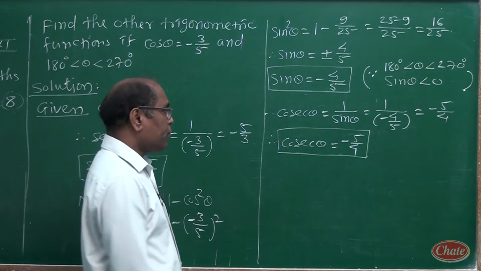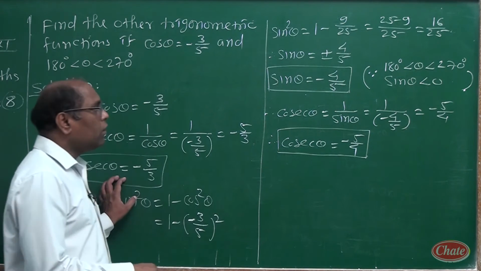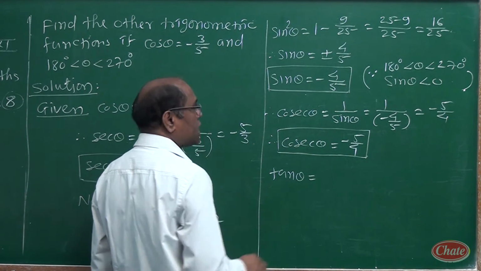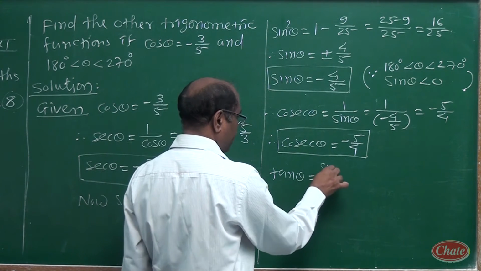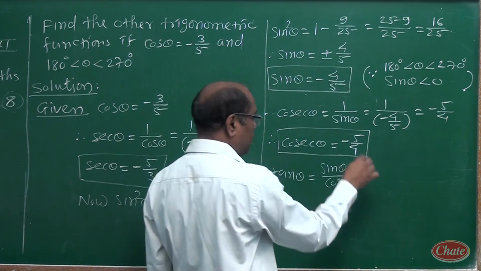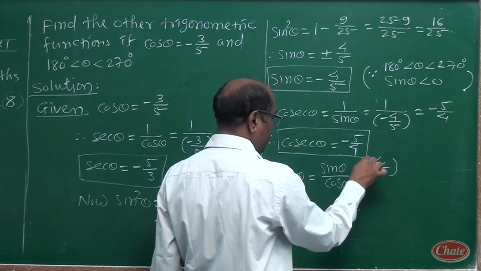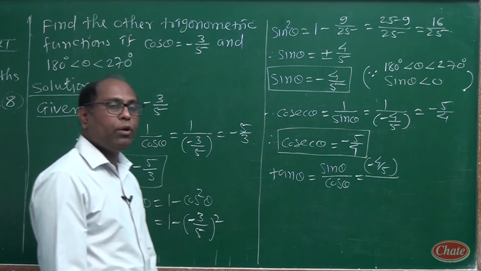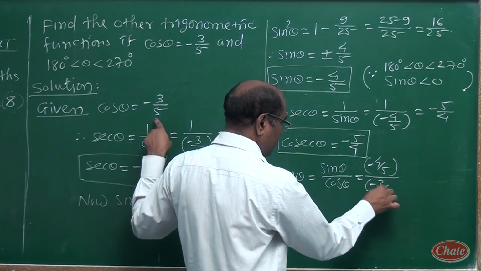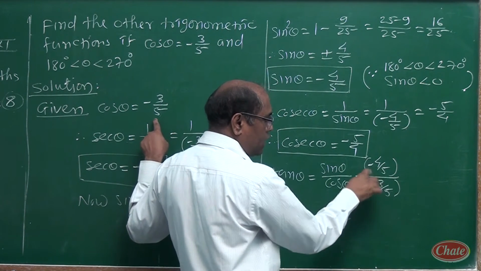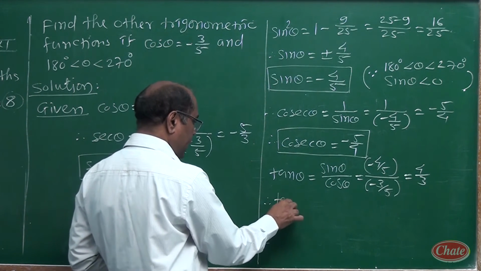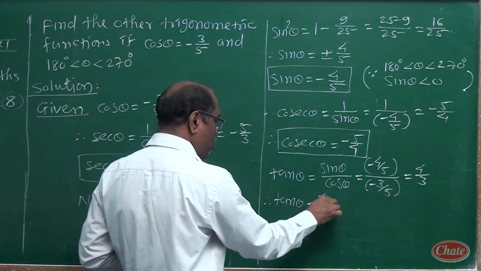Then what is sec theta? We have found sec theta already here. So we have to find out tan theta now. What is tan theta? Sin theta upon cos theta. That is equal to, what is the value of sin theta? Minus 4 by 5. What is cos theta? Minus 3 by 5. So here 5 gets cancelled, minus minus gets cancelled. That is 4 by 3. And therefore tan theta is equal to 4 by 3.